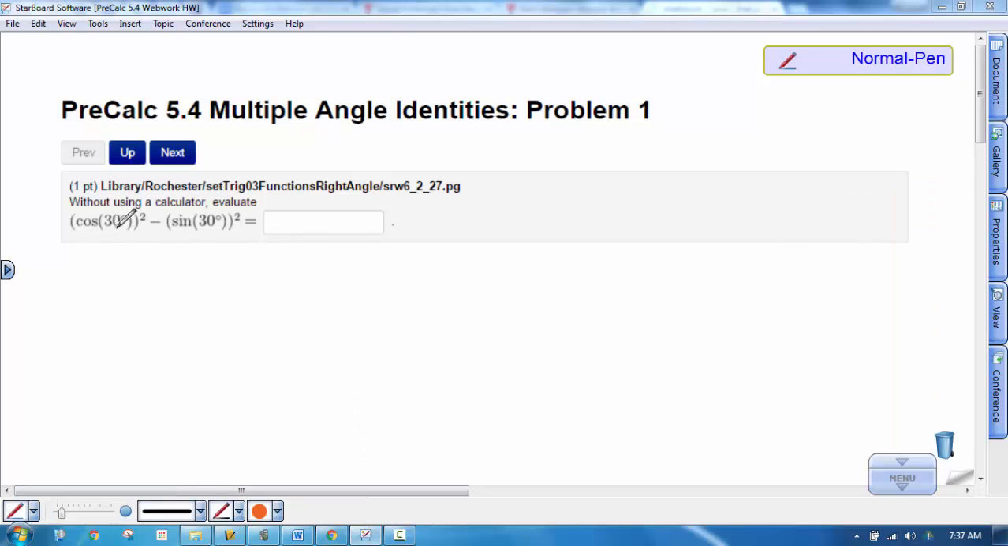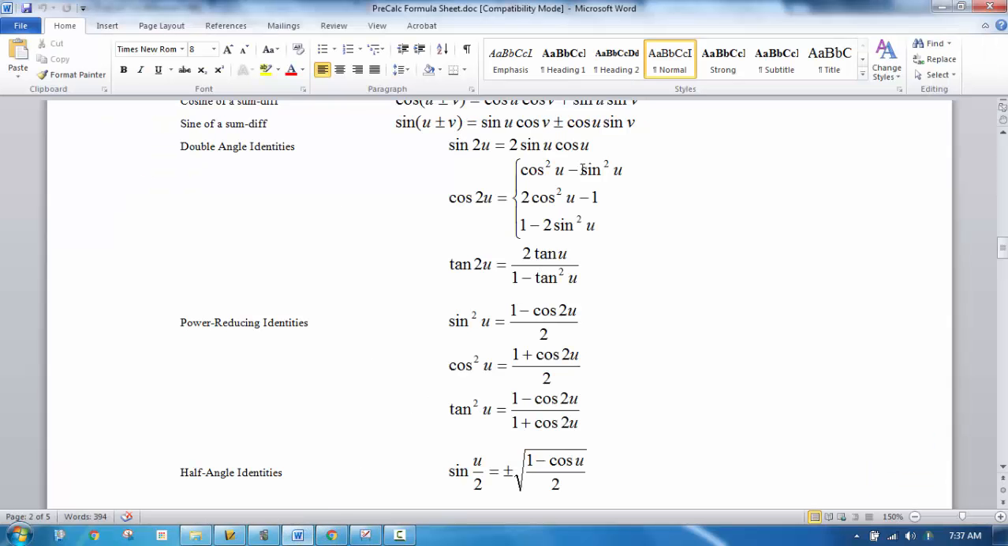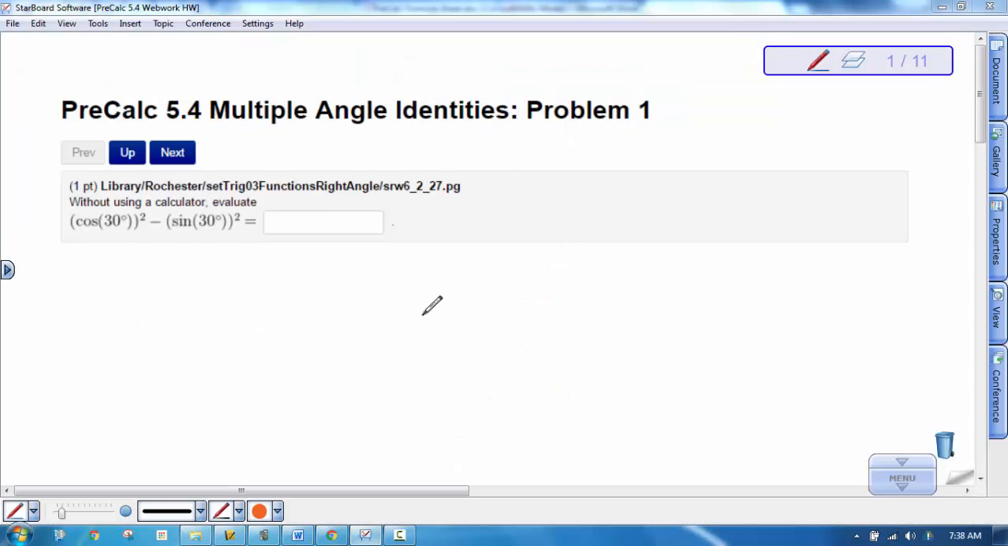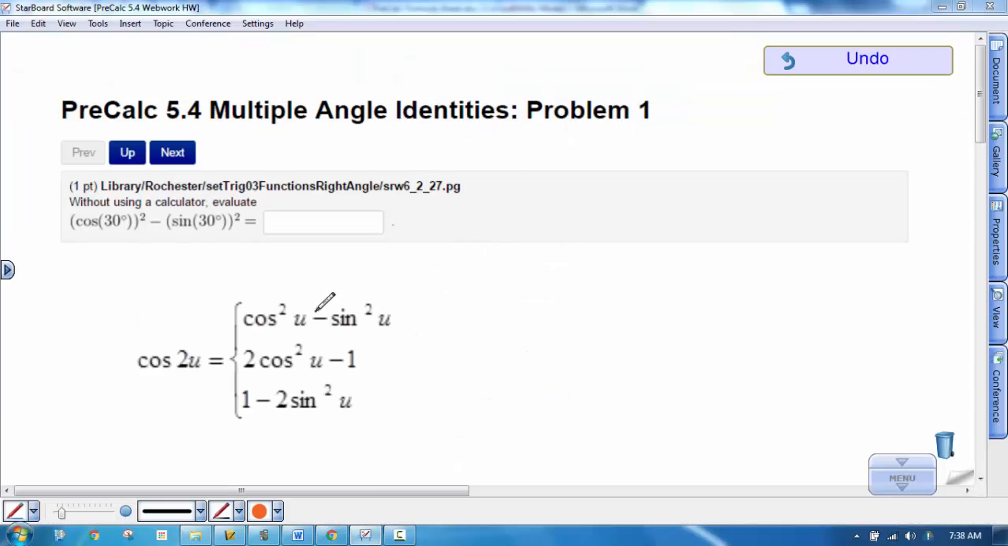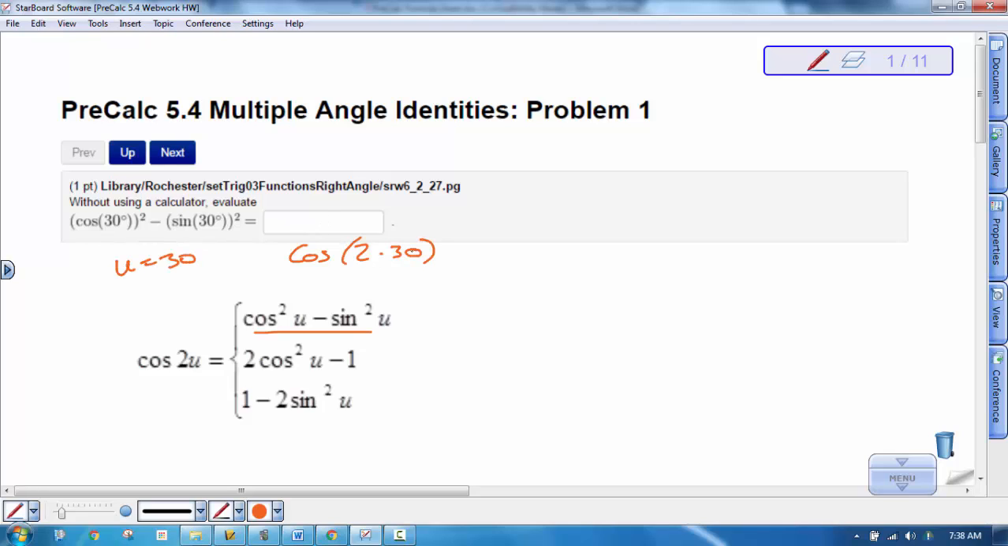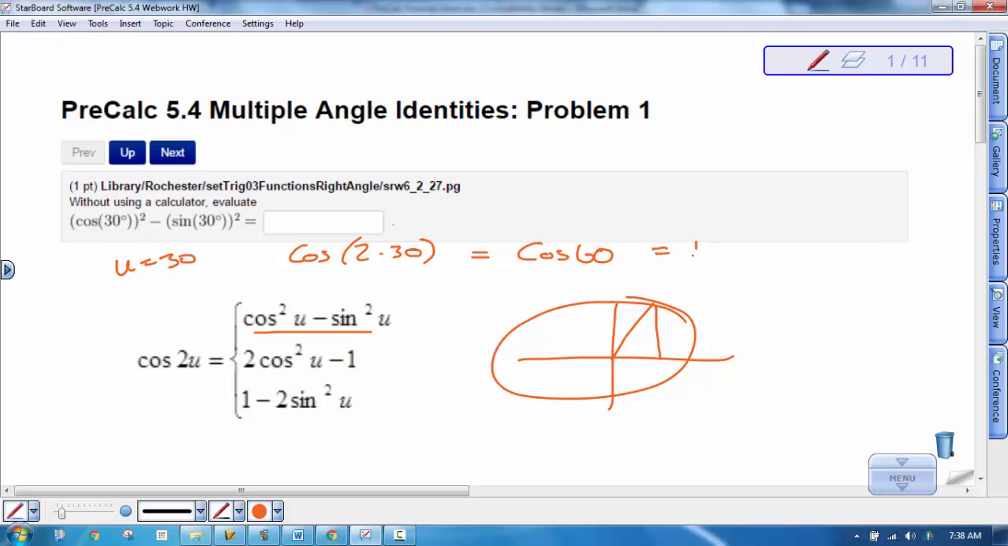But the first one is a perfect example where you have this relationship right here. It gives us cosine of 30 squared minus sine of 30 squared. So we're going to look at our formula sheet and determine that here's that relationship right here. Cosine squared of an angle minus sine squared of an angle is really cosine of twice that angle. So I can make it cosine of twice 30, cosine of 2u, because u in this case is 30. That's cosine of 60, and we know what that is on the unit circle. That's 1/2.